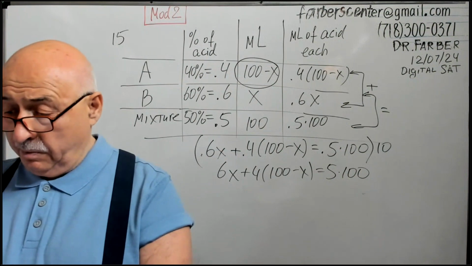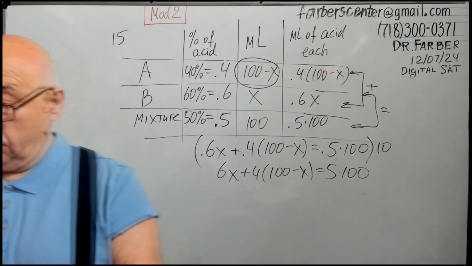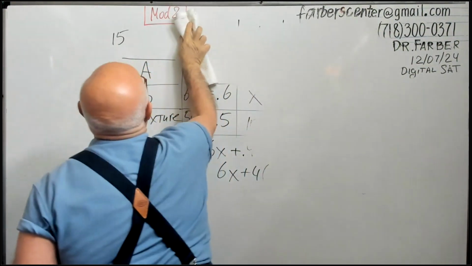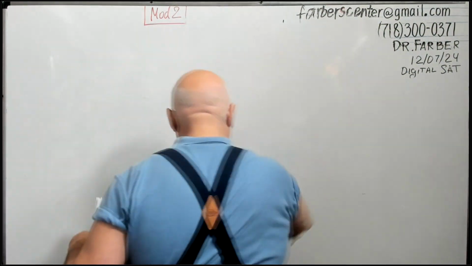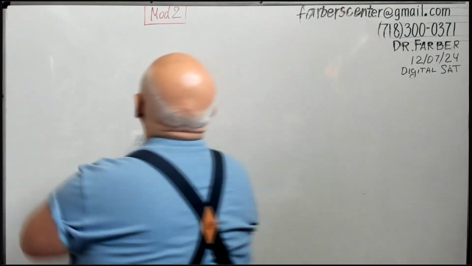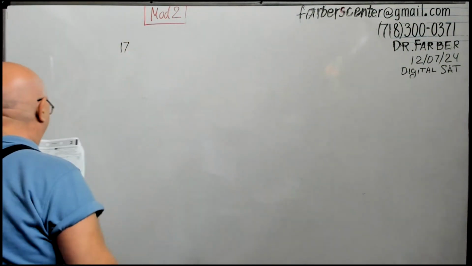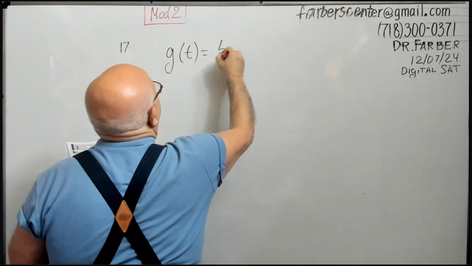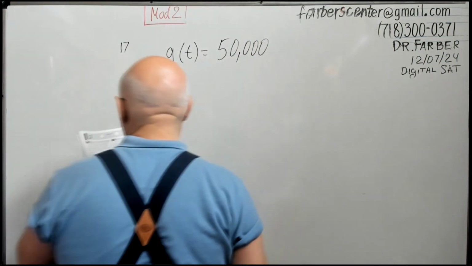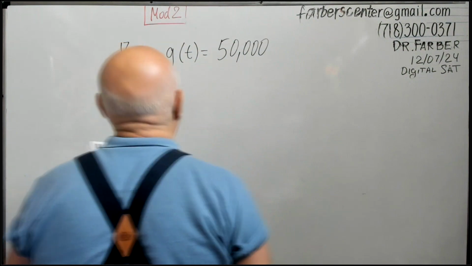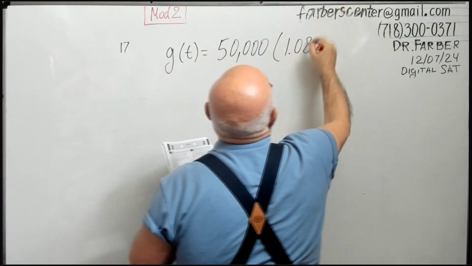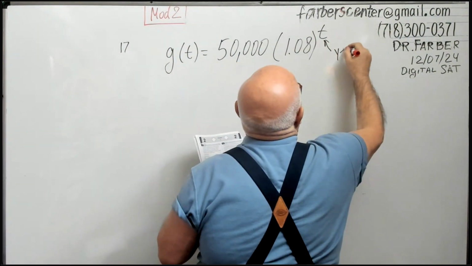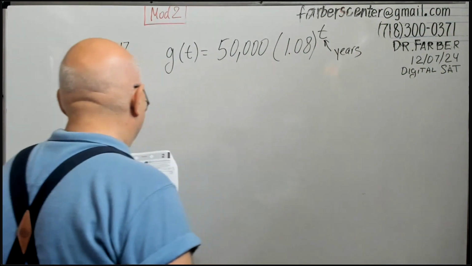Next, 17. In 17, you have the function g of t equals 50,000 times 1.08 to the power t, where t is in years. They specify.